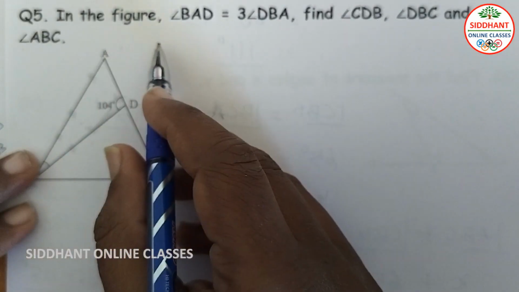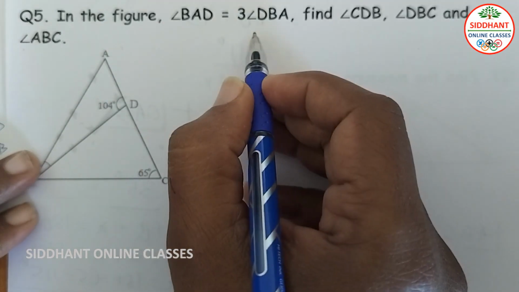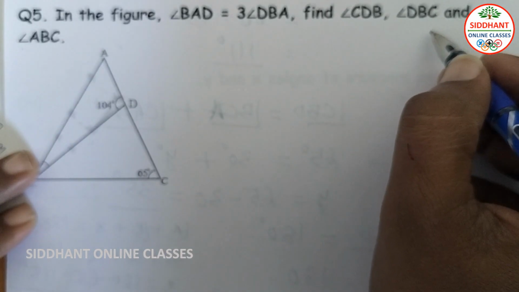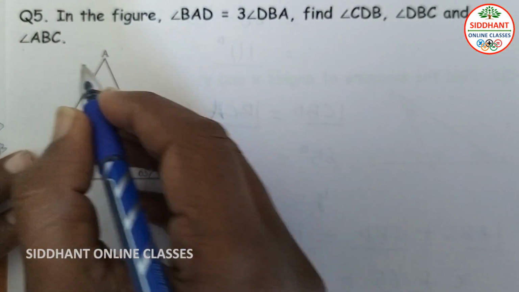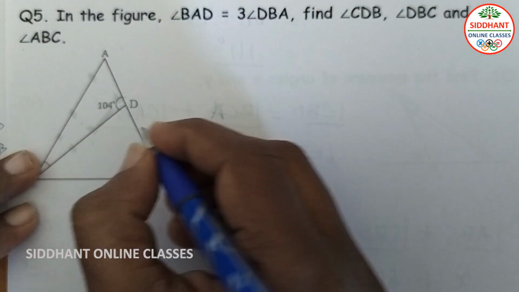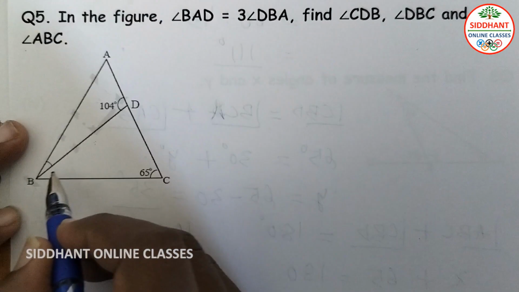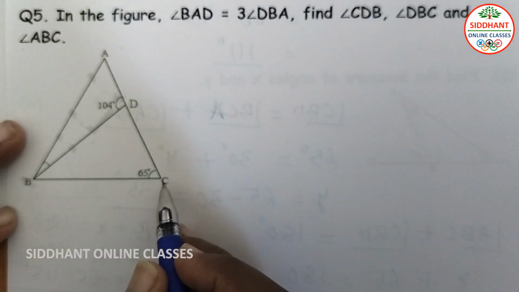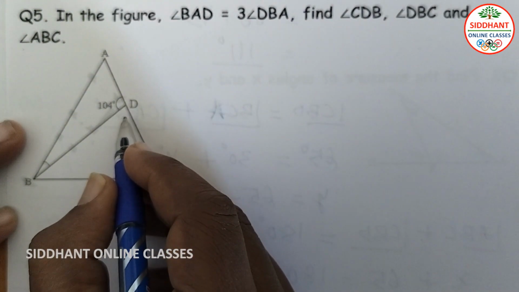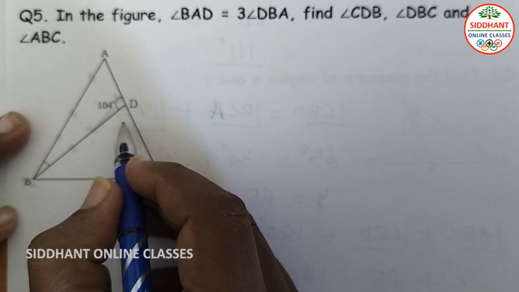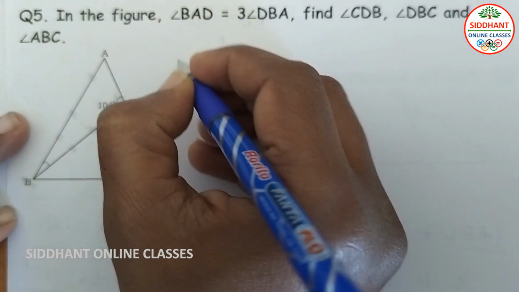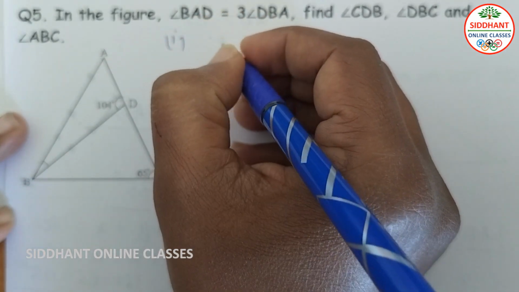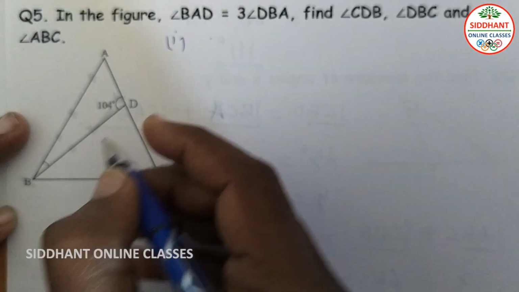Question number 5. In the figure, angle BAD is equal to 3 times of angle DBA. Find CDB, DBC and ABC angles here. So first we know that ADB and BDC are linear pair angles, and the sum of these linear pair angles is equal to 180 degrees here. So first we are going to find out ADB, that means CDB.